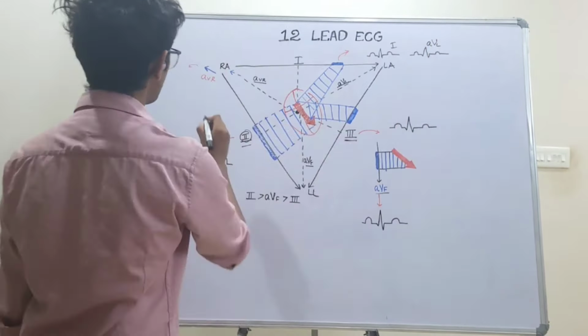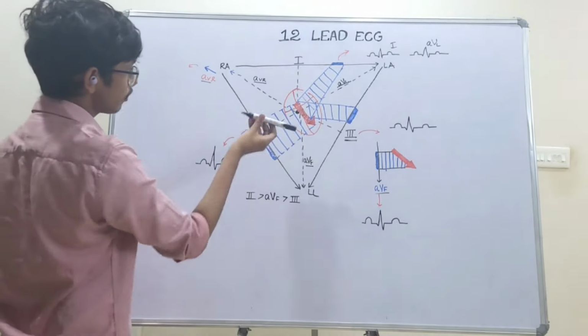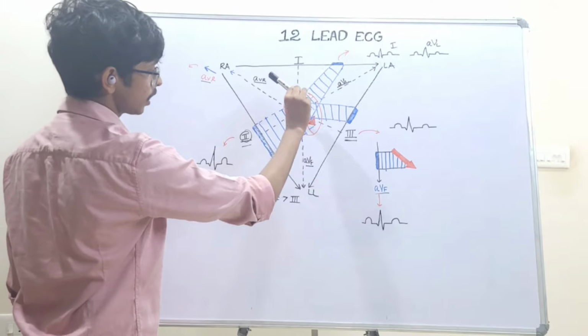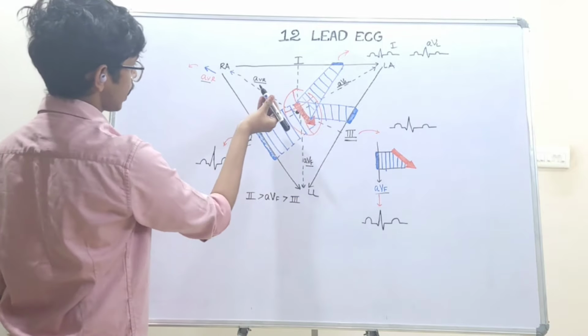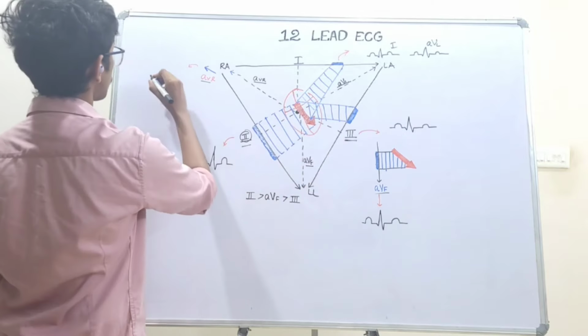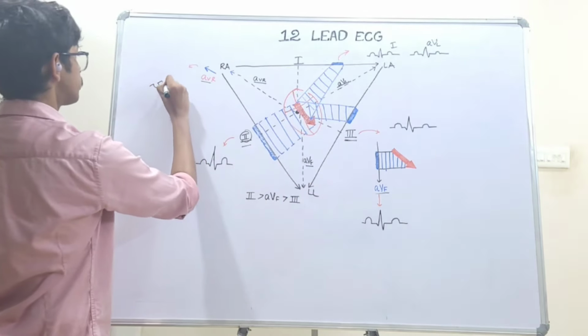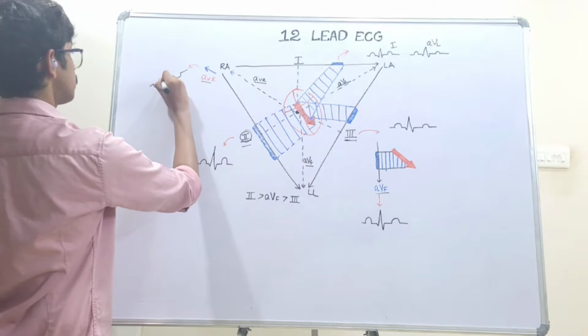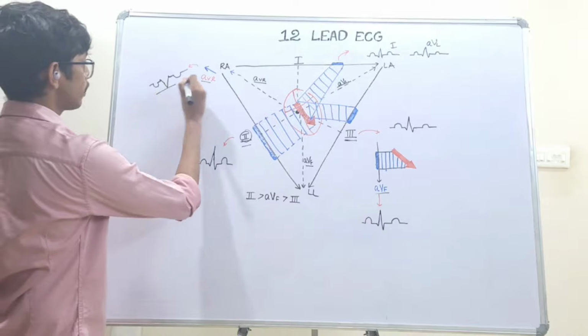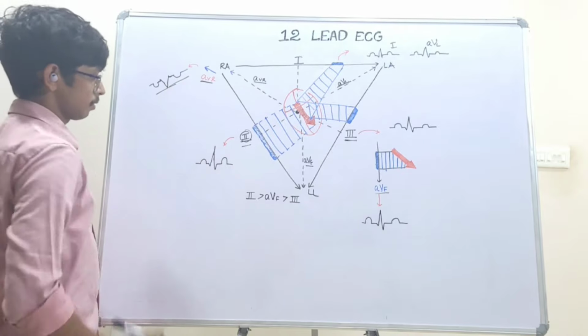And finally, when we come to AVR, the direction of AVR is towards this side, and the depolarization wave, or the current through the heart, is this side. When the direction of the lead is opposite to the direction of the depolarization wave, we will record negative ECG waves. So in a normal person, the waves depicted by AVR will be negative.